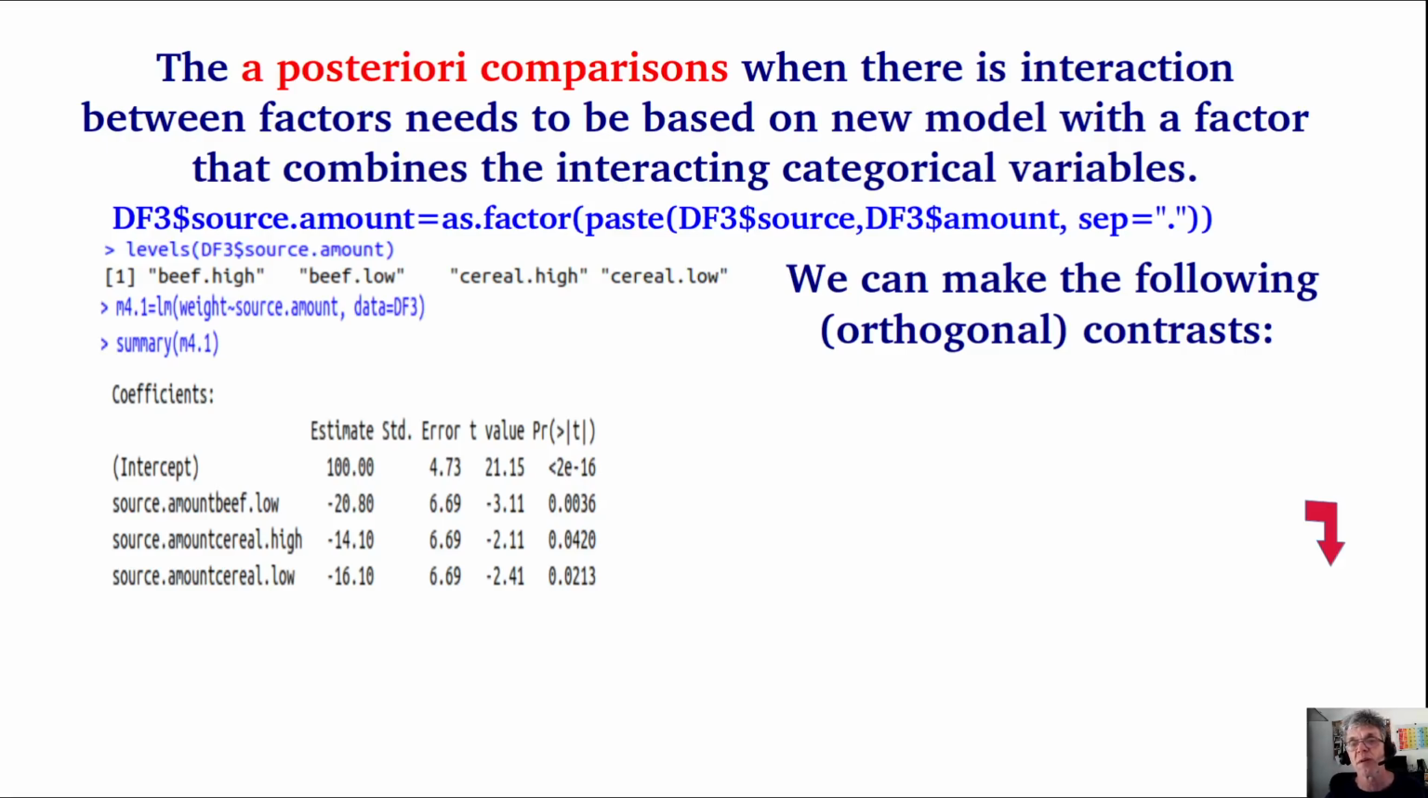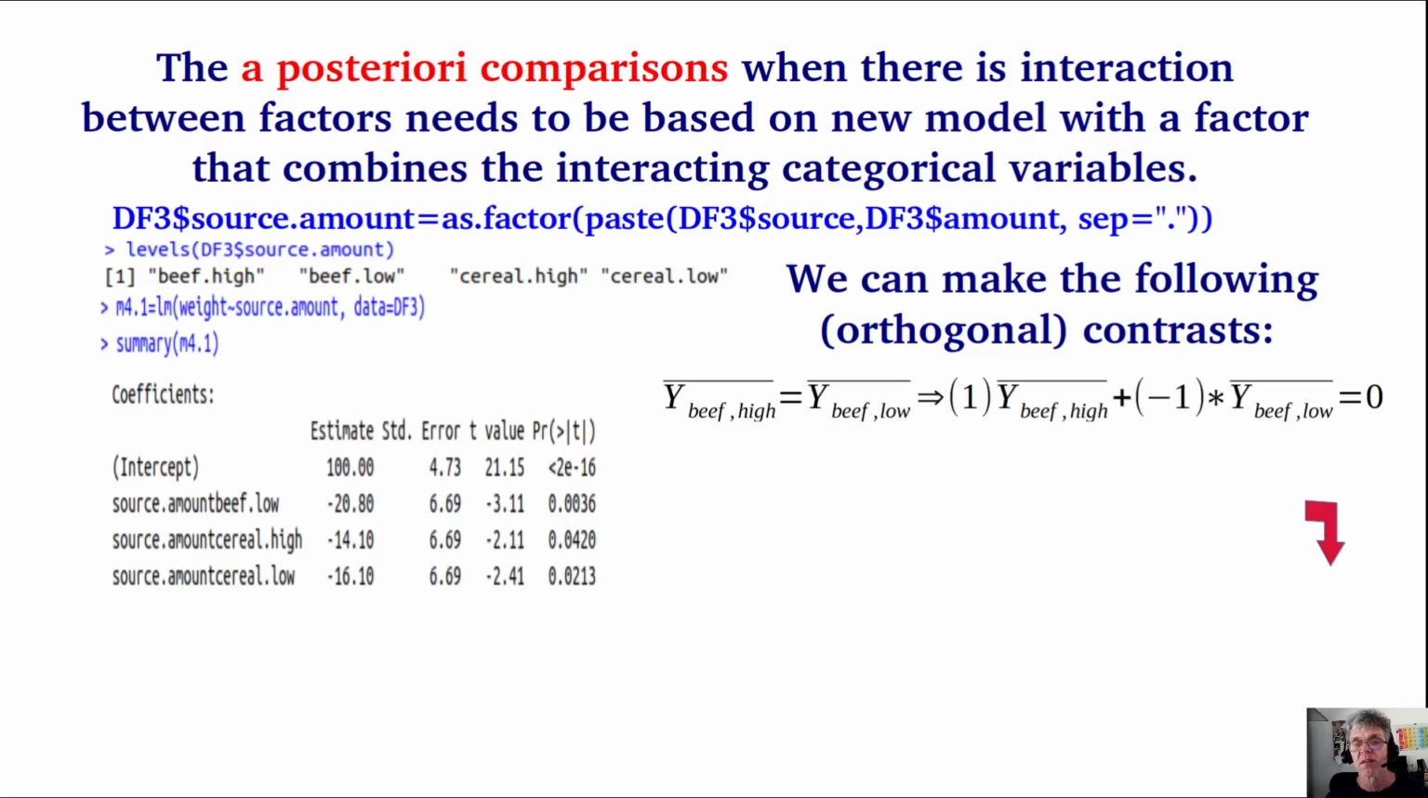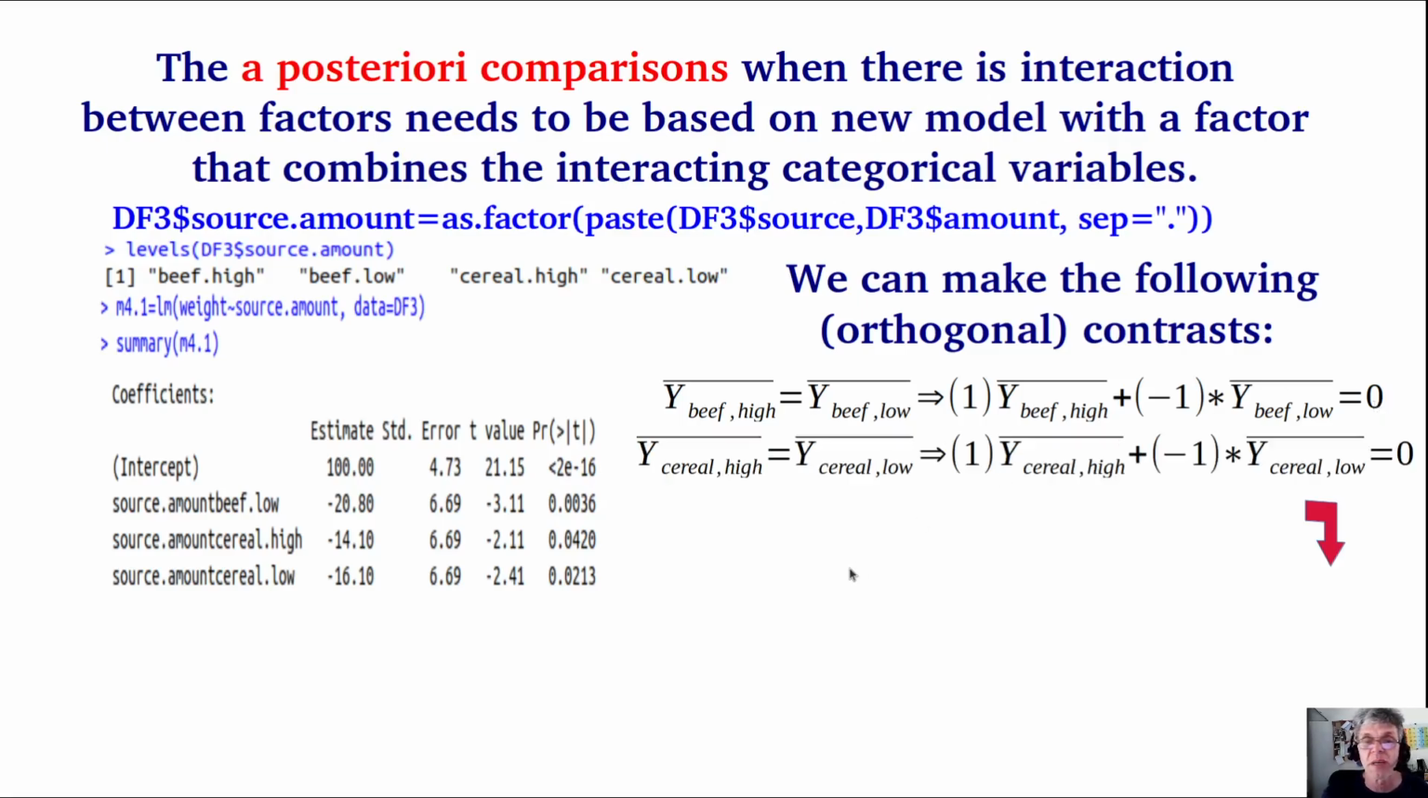So we can now make the following orthogonal contrasts. These are contrasts that are written as follows. Let's say that we want to assess whether the mean of the response variable in BIF high is equal or not to the mean of the response variable in BIF low. So another way of writing this is to pass what is in the right hand side of the equation to the left, but with a negative sign, and this amounts to what we call an orthogonal contrast, because the sum equals 0. So if we want to make the similar comparison, but for serial high compared with serial low, we write another orthogonal contrast.